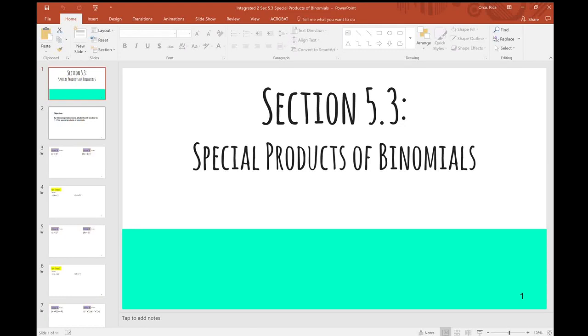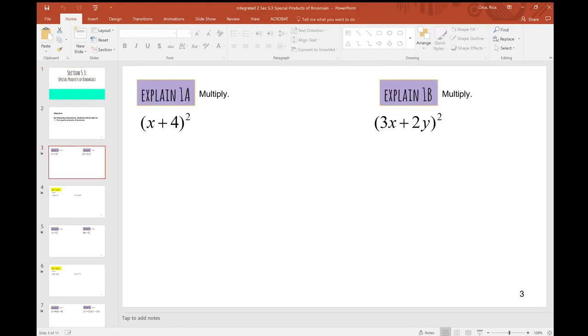Welcome back, class. Today we are going to be multiplying special products of binomials, and this is section 5.3. Explain 1a. We want to multiply (x + 4) squared.